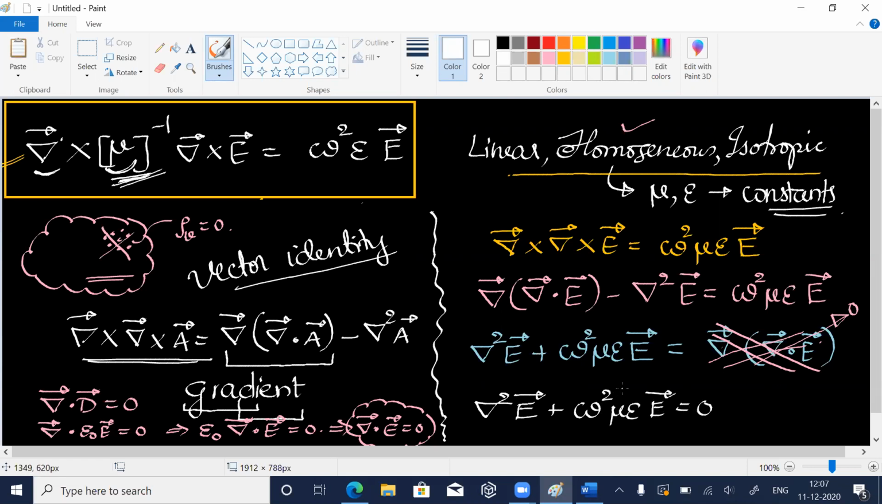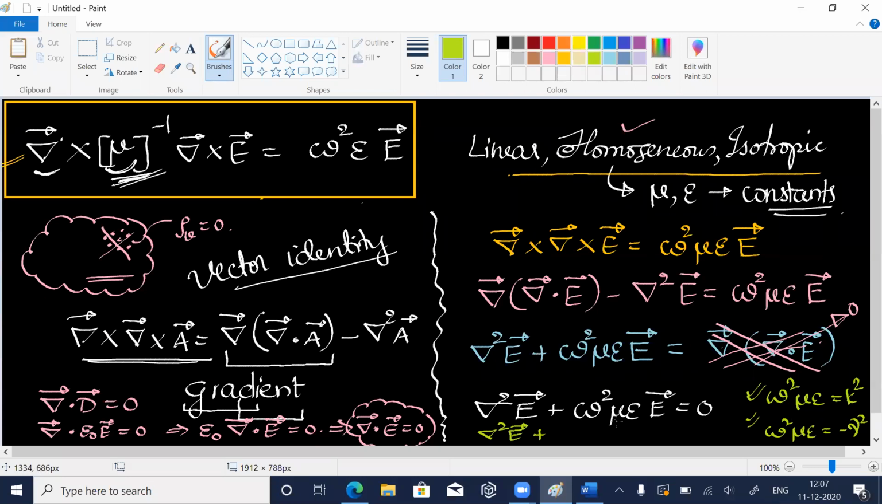So just now, the final touch is this. Del square E, I replace this omega square mu epsilon as k square, or I can also replace this omega square mu epsilon as negative gamma square. And it will be evident why we are taking these two forms. Either you use the first form or the second, you will land at the same set of equations, but it's only a convenient point of view.